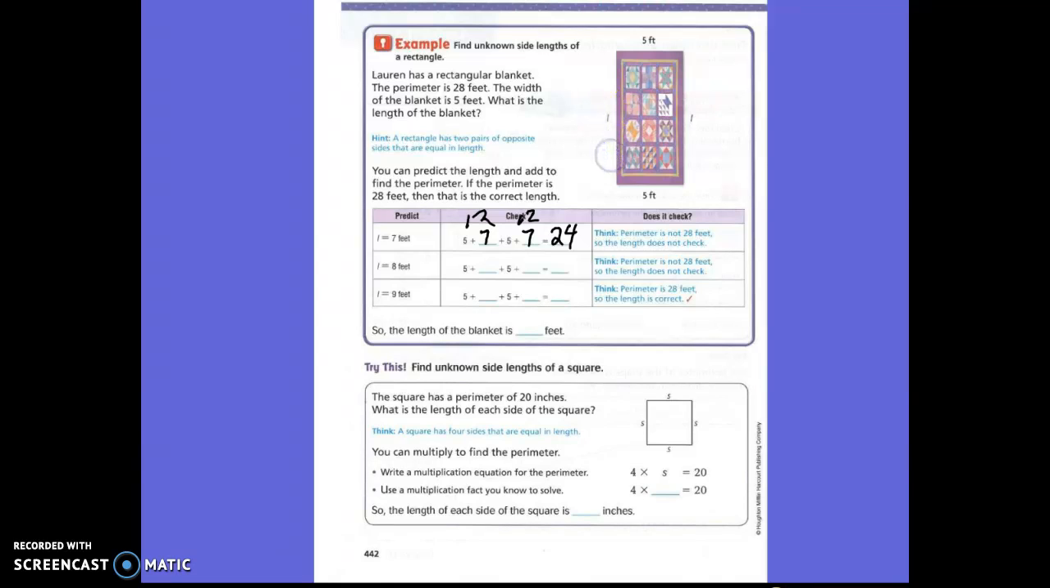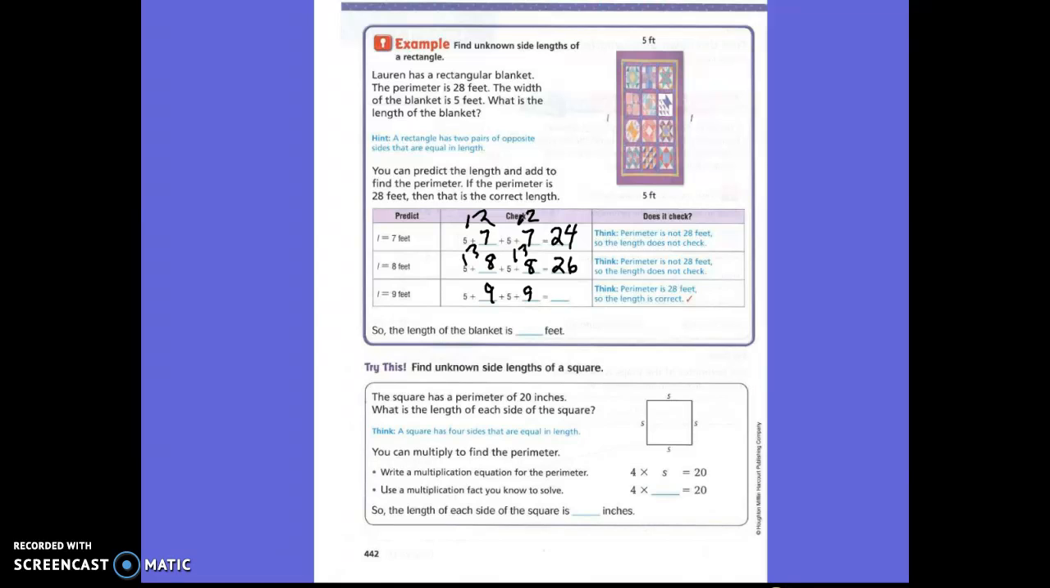So we're going to erase the 7. Okay. Let's try 8 now. 5 plus 8. What is 5 plus 8, guys? 13. So we do 13 plus 13. 2 13s. 26. Is that 28? No, perimeter is not 28, so the length cannot work. Let's try 9. This is like guess and check. You guess a number and you check if you're right.